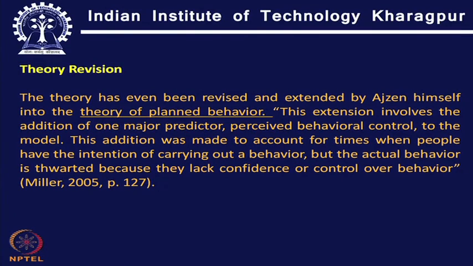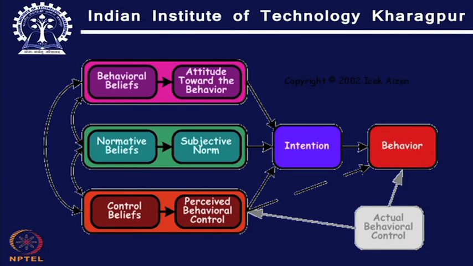So perceived behavioral control is one of the mechanisms which translates behavioral intention into expectations to behave in certain ways, because the actual behavior is thwarted when people lack confidence or control over the behavior. In the changed model, behavioral beliefs lead to attitude towards the behavior, and normative beliefs lead to subjective norms, which lead to intention and then to behavior. This is the first part of the model that we saw earlier. The added portion is the control beliefs and perceived behavioral control.